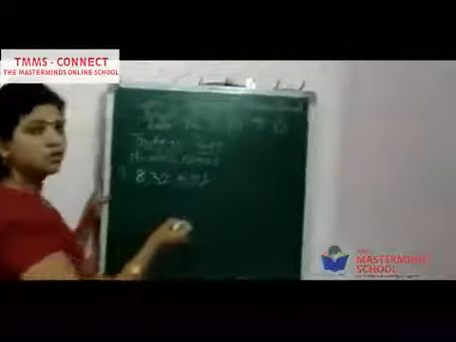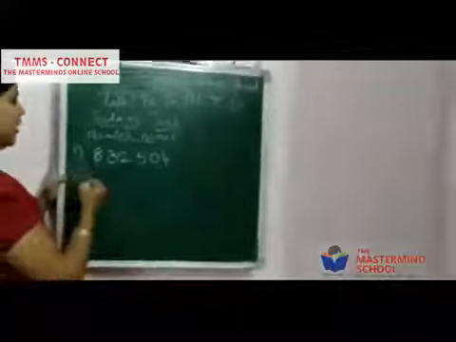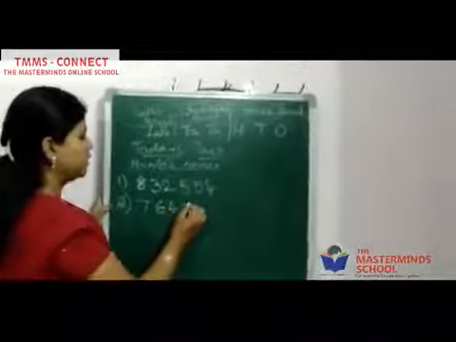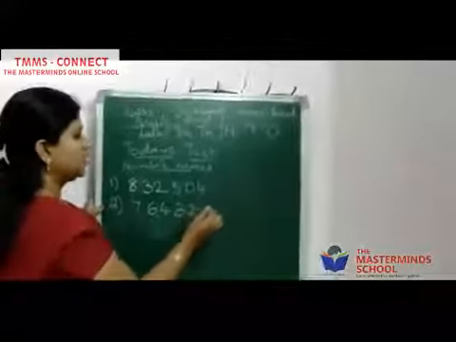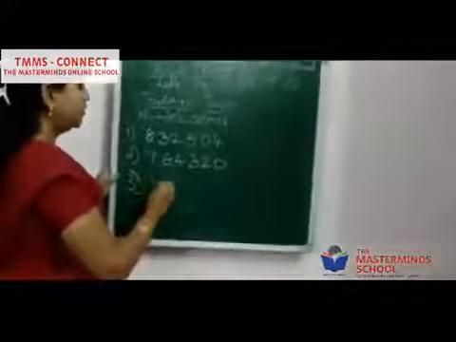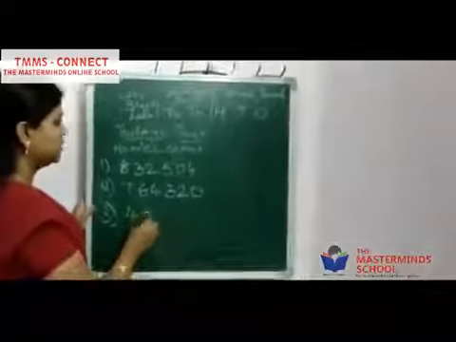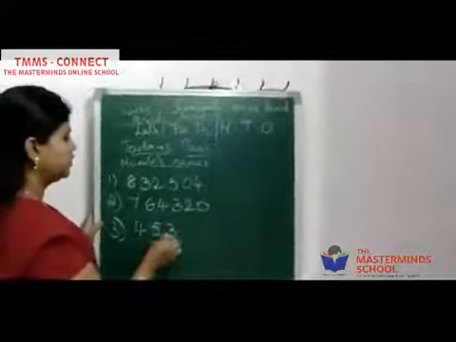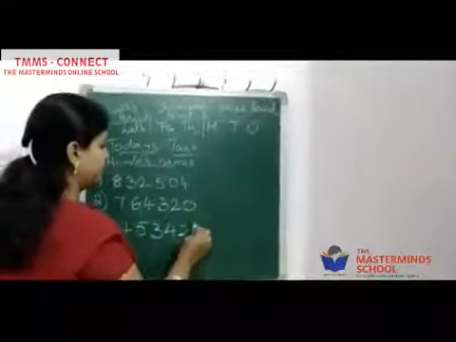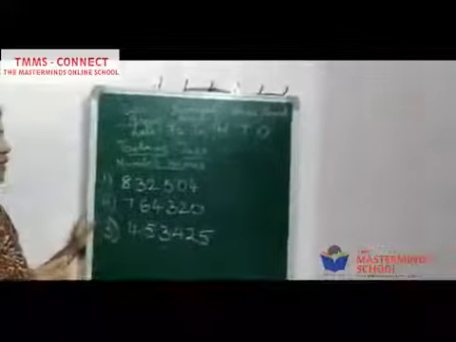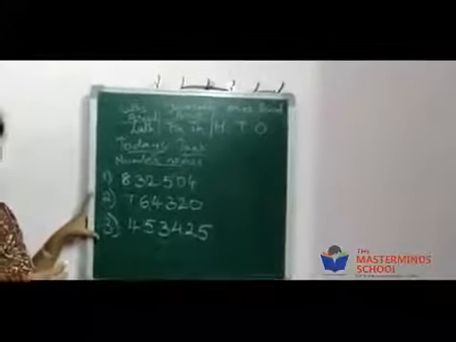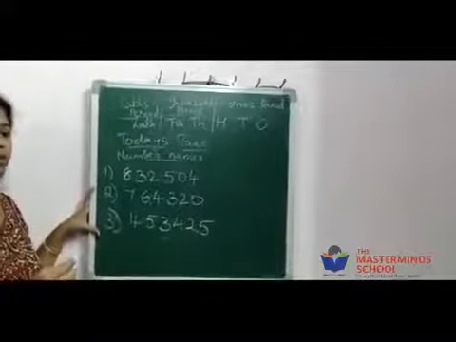8,32,504. The second one, 7,64,320. The third one, 4,53,425. Okay, children, write the number names for these following numbers and also find out the place value and face value for 3.